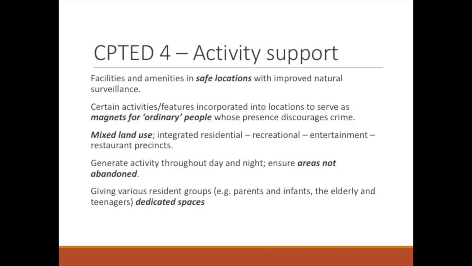And now that brings us to the fourth core concept of activity support. So, facilities and amenities in safe locations with improved natural surveillance means that we're trying to encourage activities in locations that are capable of supporting those activities. Now, you may find that certain activities or features are incorporated into particular locations to serve as what we might call magnets for ordinary people whose mere presence discourages crime because of the increased natural surveillance and so on.